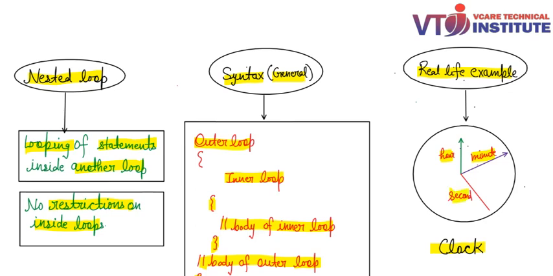In the nested loop, the inner loop is executed and then terminated, and then we can say that the outer loop moves ahead. So this is the same as the clock.